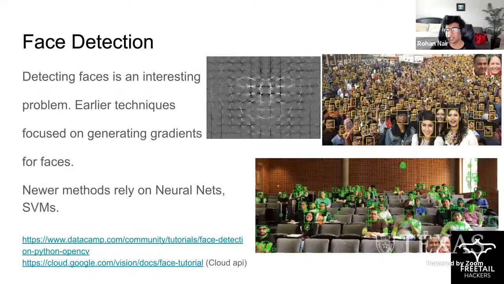Another problem currently being worked on in the field of computer vision is face detection. Earlier techniques look for different gradients and handcrafted heuristics for finding faces. Newer methods rely on the whole neural net revolution and SVMs, applying CNNs to images to automatically detect faces. Again, we have some more links down here, tutorials, and also a Cloud API. Google Cloud has an API to do automatic face detection too, which should have some docs on how to use it as well.